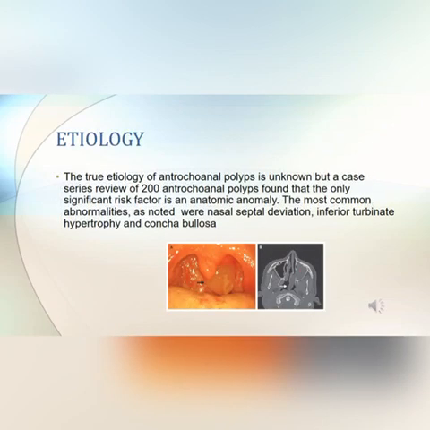The true etiology of antrochoanal polyps is unknown, but a case series review of 200 antrochoanal polyps found that the only significant risk factor is an anatomic anomaly. The most common abnormalities as noted were nasal septal deviation, inferior turbinate hypertrophy, and concha bullosa.